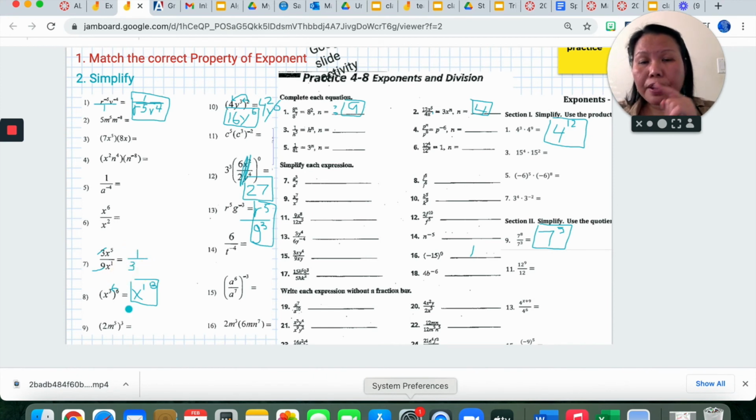Okay, x to the 5th minus x to the 1st power. With the same base, I can go ahead and subtract the exponent. So 5 minus 1, I get 4. So this is 1x to the 4th. And remember, 1 can be invisible. So here's my final answer.